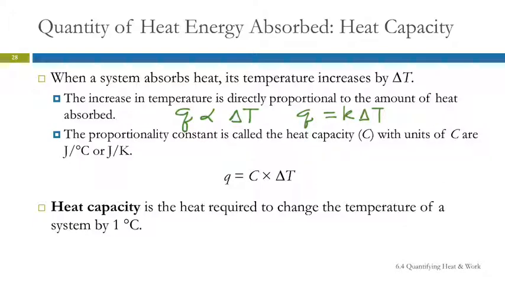The heat capacity is going to have units of joules per degree Celsius or joules per Kelvin. And that's going to work out, if our heat capacity is joules per degree Celsius, and we're multiplying by the change in temperature, which is in degrees Celsius, the units cancel out and we get joules, which is a unit of energy, of heat. Heat capacity is the amount of heat needed to change the temperature of a system by 1 degree. So you've got a system and you want to heat it from 25 to 26 degrees Celsius. The amount of energy needed to do that is the heat capacity.